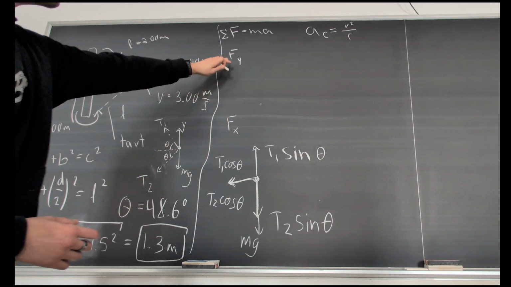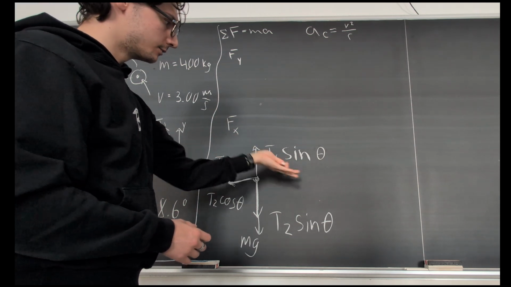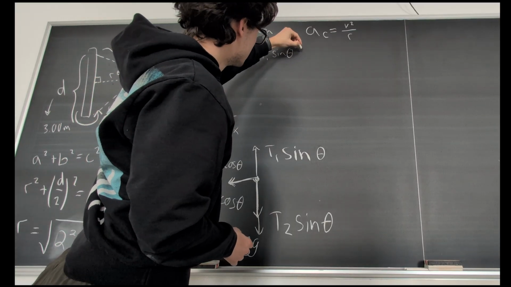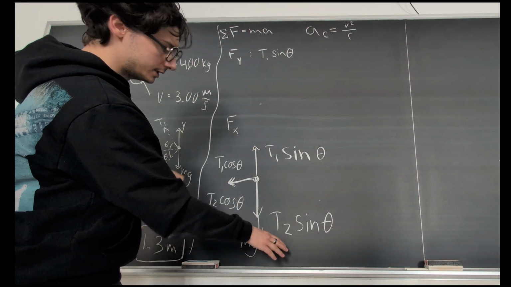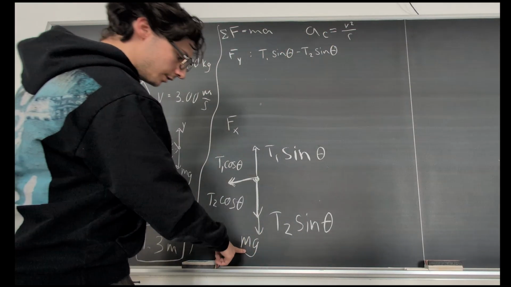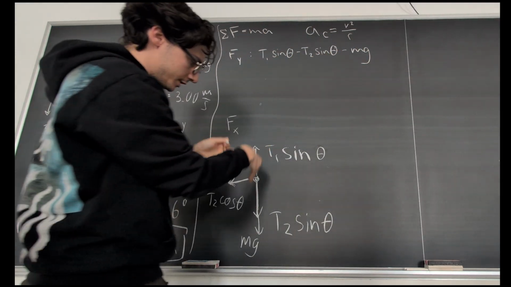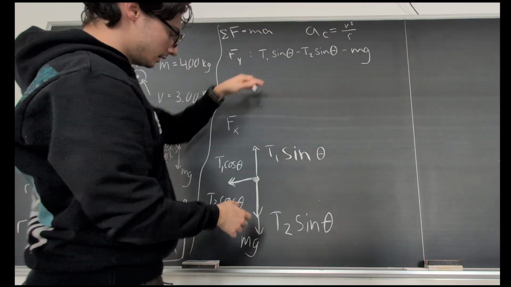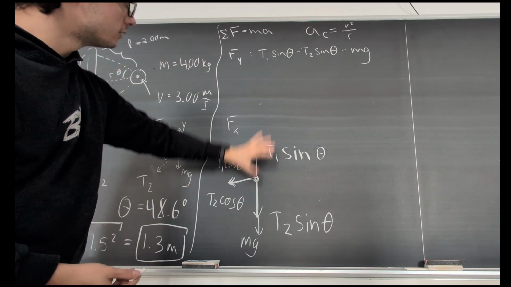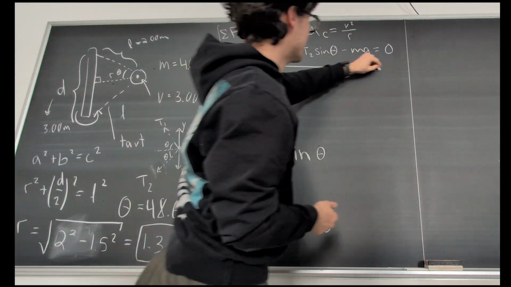From here, I can create the sum of all forces equals ma. Let's do it in the y direction. In the y direction, I have T1 sine theta pointing up, T2 sine theta pointing down, and then also mg pointing down. So that's why these have minus signs, because they're pointing down in my coordinate system. The ball, we're assuming, is not moving up or down, so its acceleration is 0. So the sum of all forces equals ma, which is 0. This is the first equation that is pretty important.